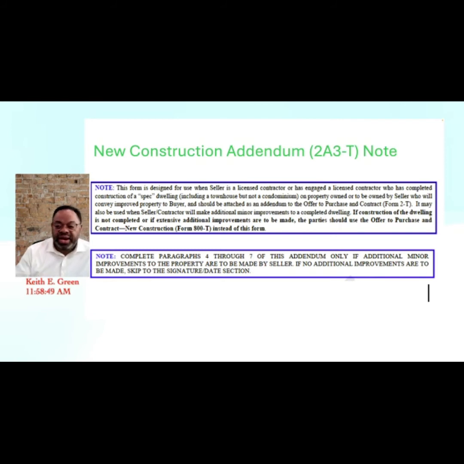If they still have to put paint, drywall up, or floors down, you need to use this new construction addendum. They said it wasn't being used enough, but it needs to be, and so it gives you some notes within the form about how it's to be used and why it should be used. Okay.